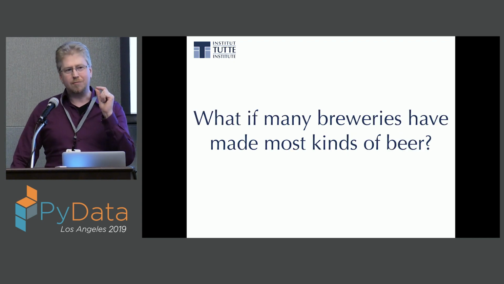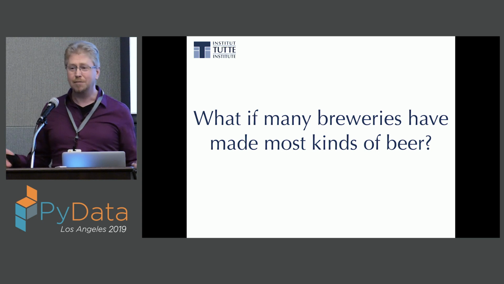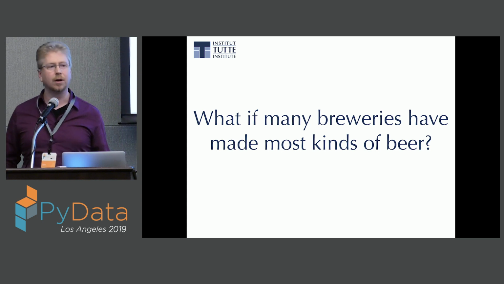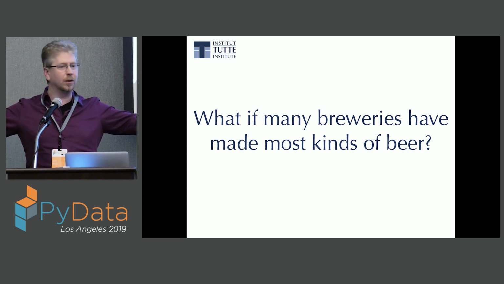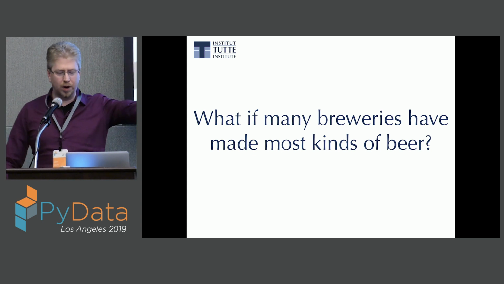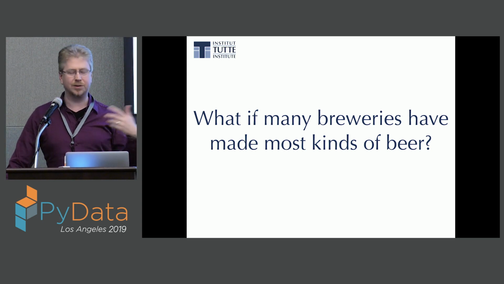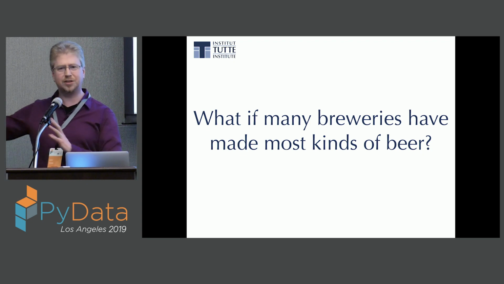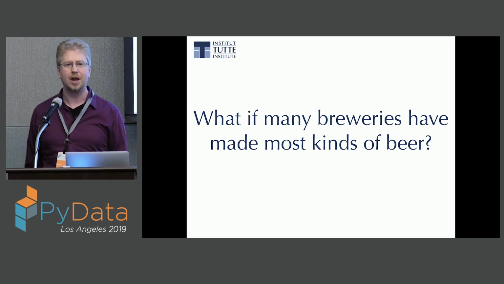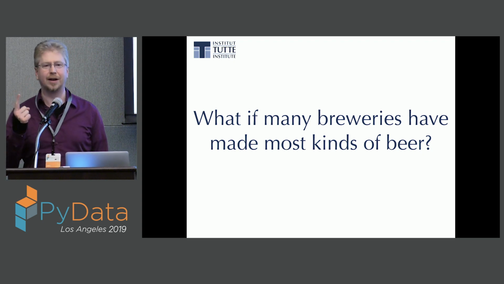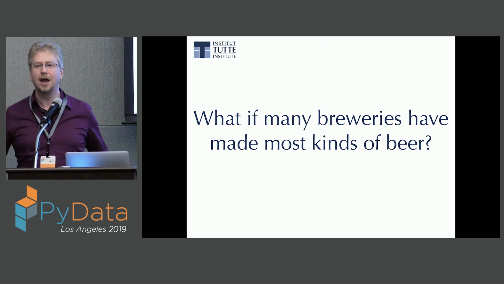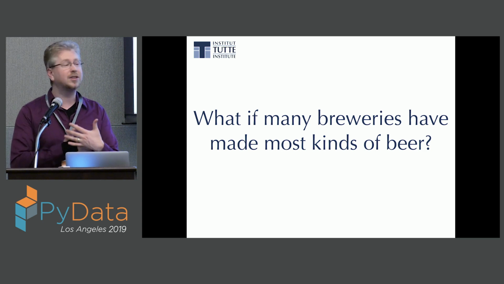But what if many breweries have made most styles of beer over the length of their lifespan? So you've got one brewery that's really well known for its American IPAs, but once in 2003, they made a German double bock. There's another German brewery that makes lots of German double bocks and is well known for it, but once made an American IPA back in 2009. Never did it again. Are those the same breweries, or are they similar breweries?